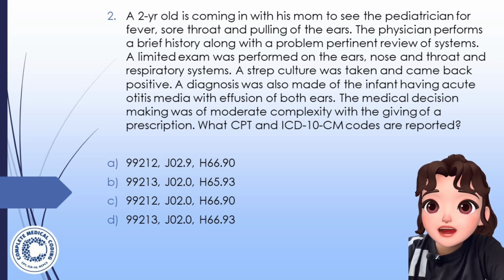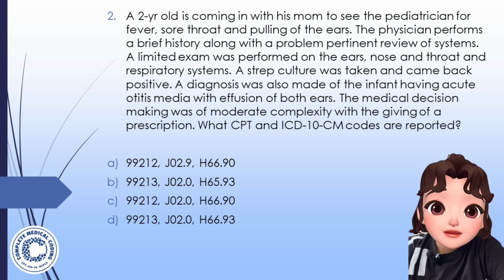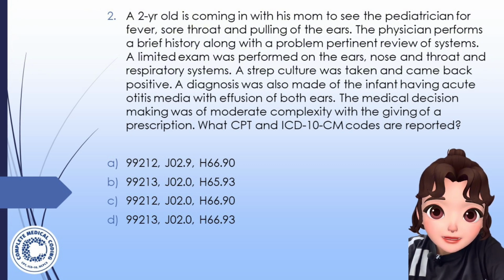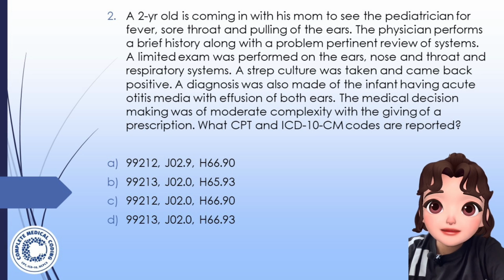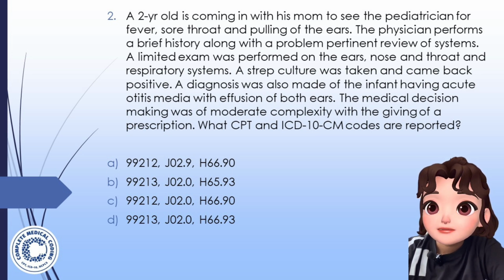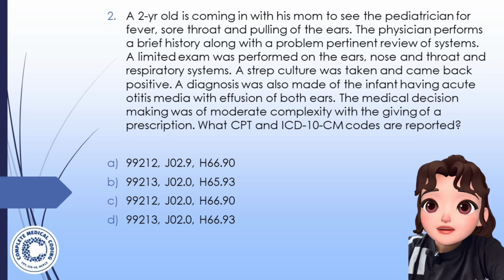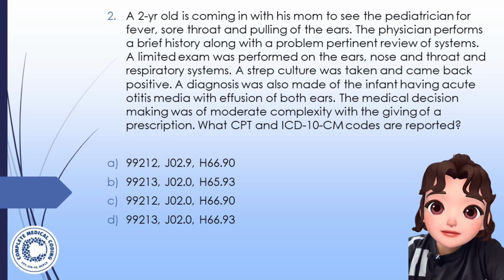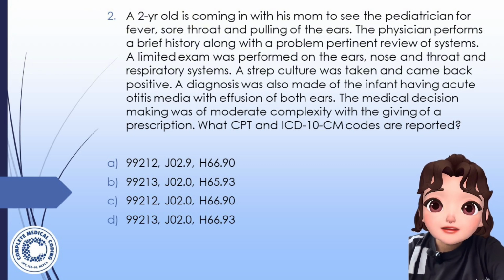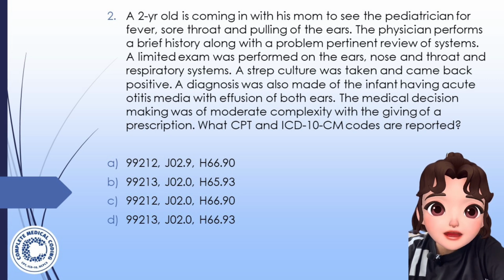Here it's already mentioned that a strep culture was taken and came back positive. Came back positive means streptococcus bacteria was present in the culture. And this child is having a problem with the throat. See, fever, sore throat and pulling of the ears. Sore throat is there. So our diagnosis related to the pharyngitis will be J02.0 because the streptococcus culture was positive. So it will be streptococcal pharyngitis. So it will be either of the three options B, C or D.